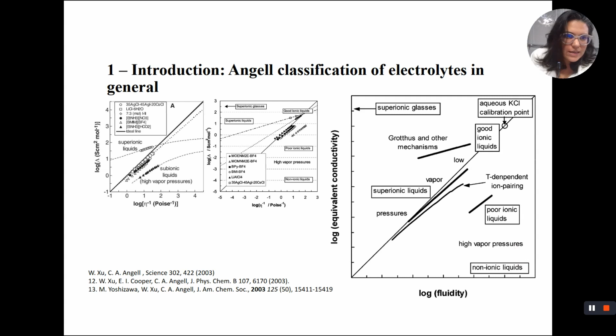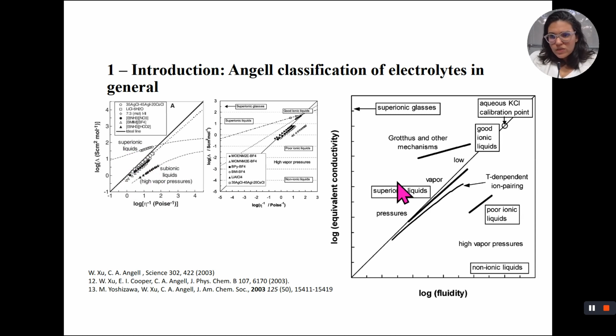Professor Angell also performed several analyses using the Walden plot, which basically plots in a graph on the x-axis the inverse of viscosity, and on the y-axis the molar conductivity. On the left side is one of his first publications on this topic, and you see that this vertical line here is the normal behavior for aqueous electrolyte. Anything that falls above is called superionic liquid, falls below is subionic liquid.